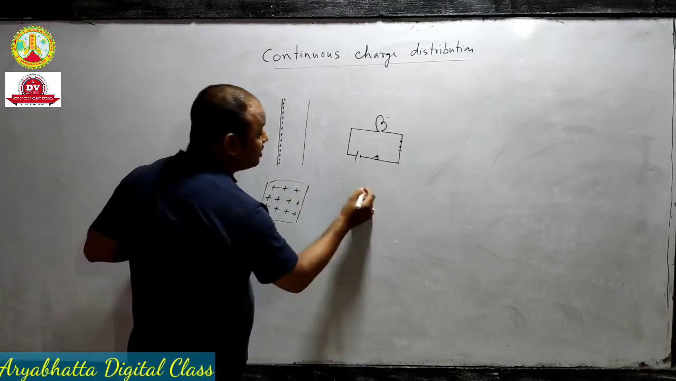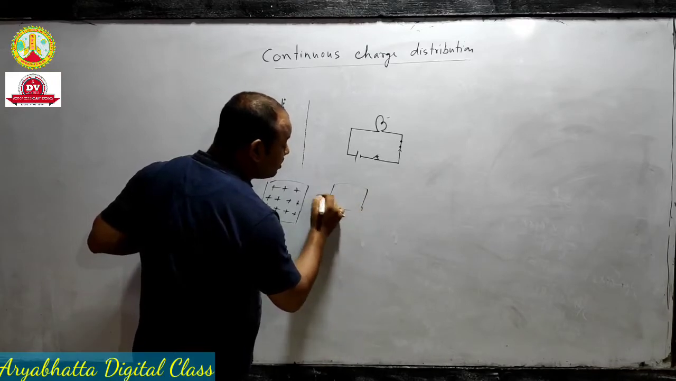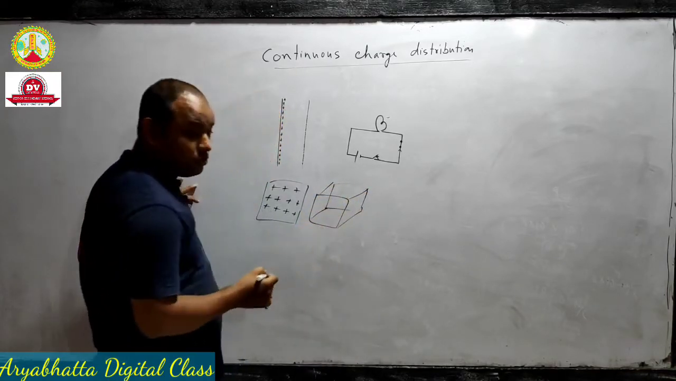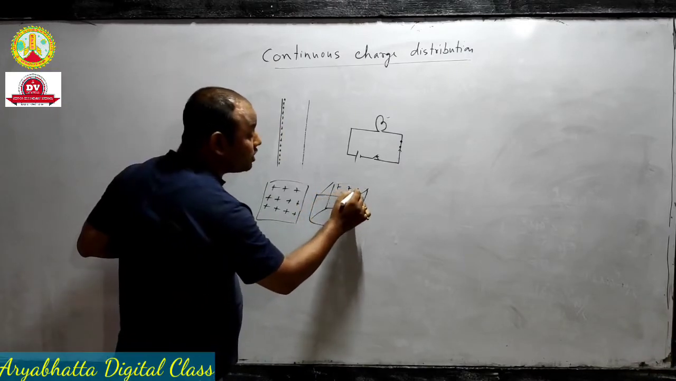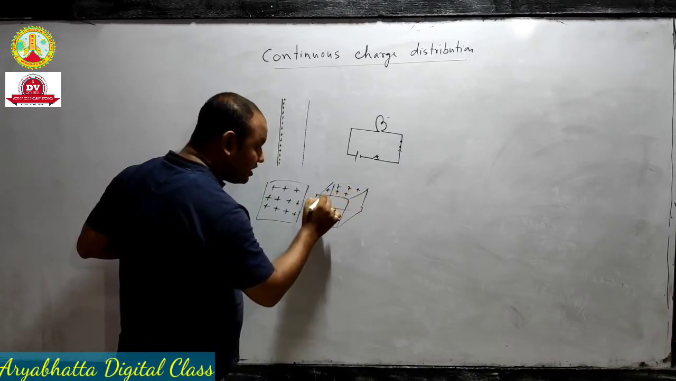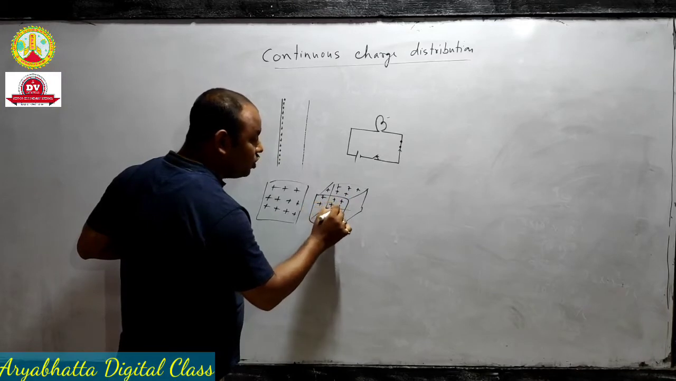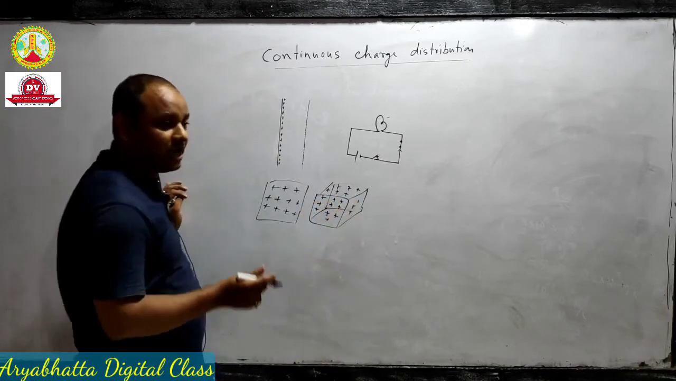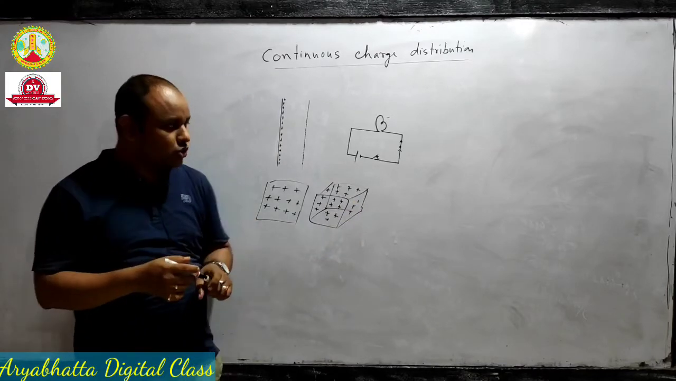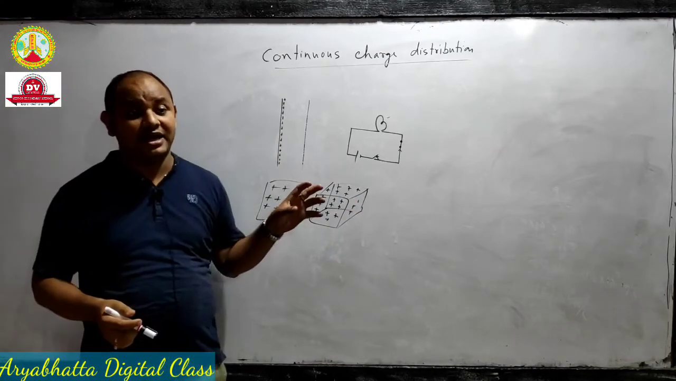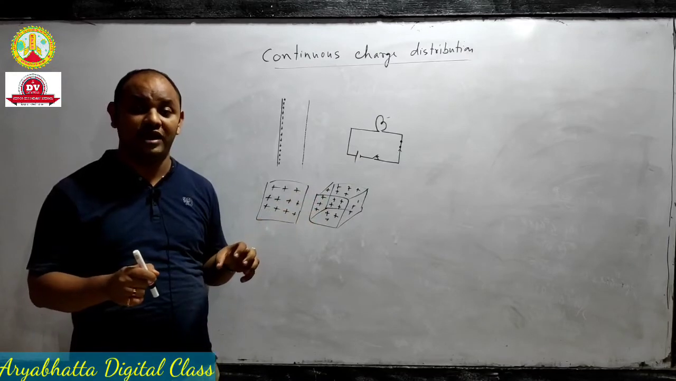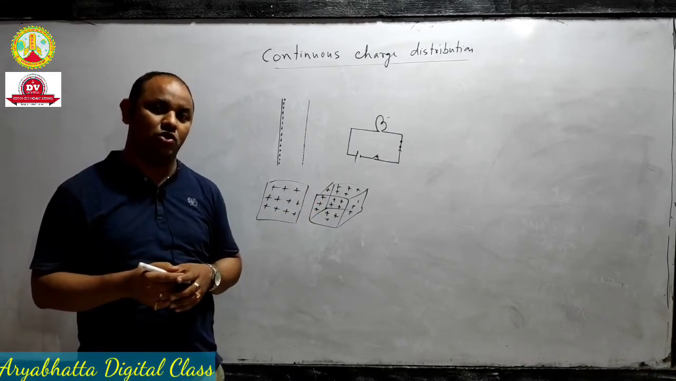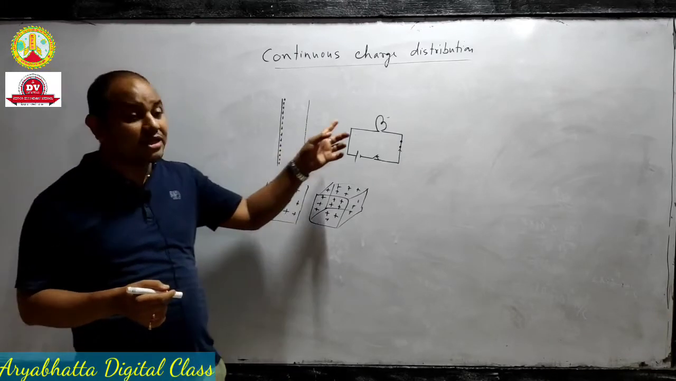And sometimes the charges are uniformly distributed on a three-dimensional body, like a cube. Here also the charges are continuously distributed inside the cube. This is known as the volume charge distribution. So we can see that the charge which we deal with in reality is much greater than the charge of an electron.